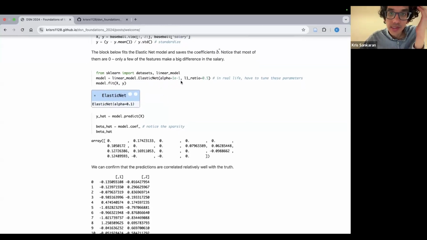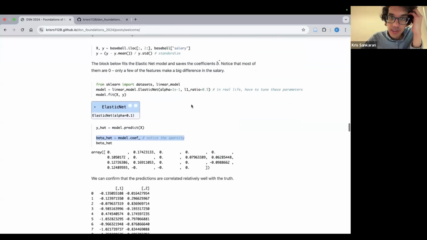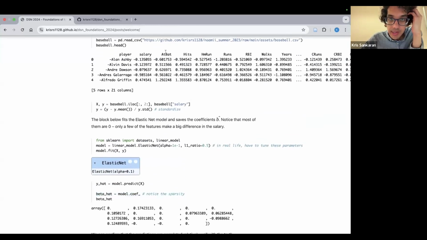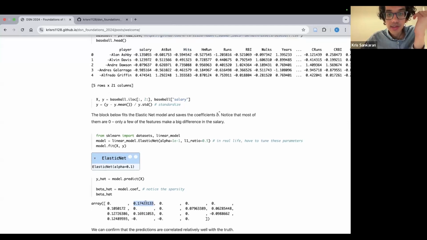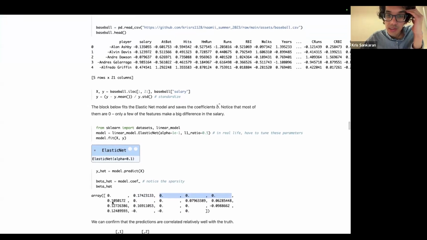The more important thing is once I fit it, and then I look at the coefficients. So a lot of the coefficients are now exactly zero, right? So it turns out that at bat, this first feature, is just not important. It's just not really related to salary at all. But the number of hits is. Number of hits definitely has some influence. Okay, so this is how you read it out. The ones where they're zero, those features aren't helpful for prediction. The ones where it's non-zero, those are useful.